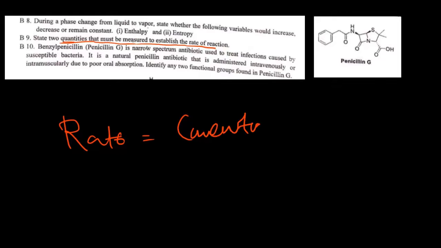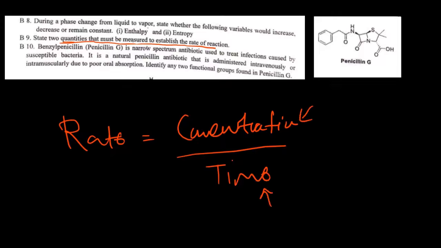Question number 9 says: state two quantities that must be measured to establish the rate of a reaction. The rate of a reaction is equal to the concentration divided by time. So for us to find the rate, we need the time and we need the concentration. So the two quantities that must be measured are just the time and the concentration. That one is direct. Okay, let's solve the last question.